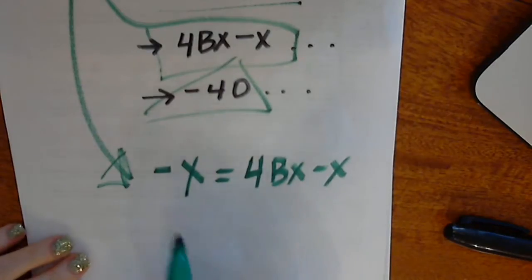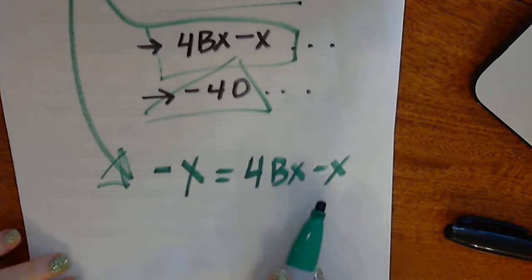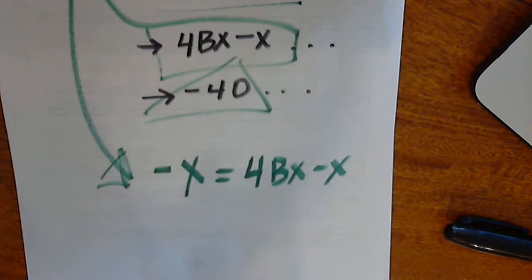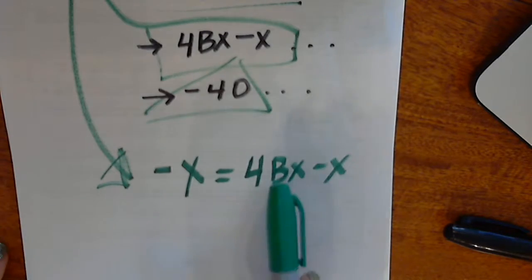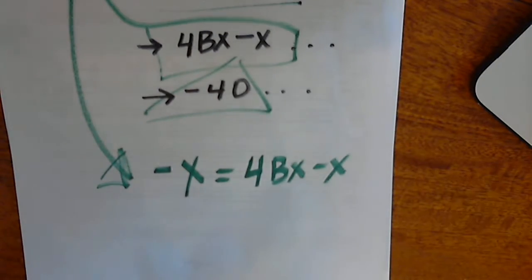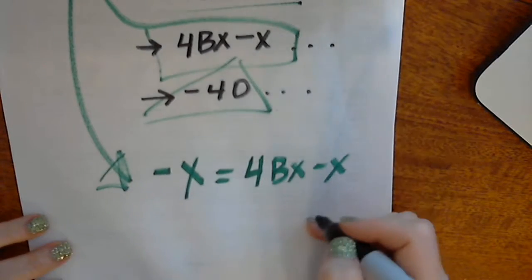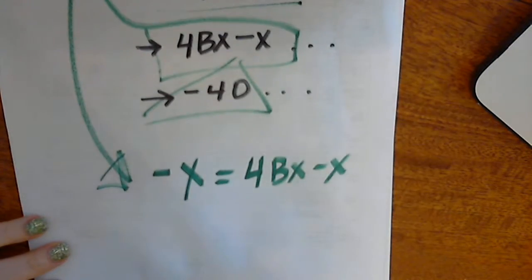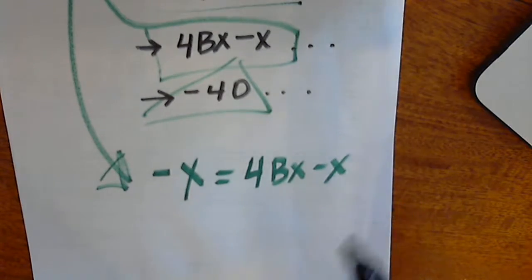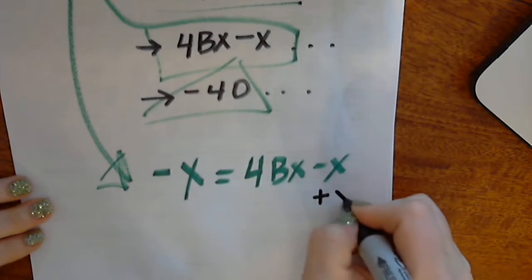So now we have negative x equals 4bx minus x. We want to know what b is, so we want to see if we can get rid of x. One thing I know here is x is a common factor, so we can actually factor it out. I don't know if that's a good idea. You know what, we could, but let's see. Let's add x to both sides.